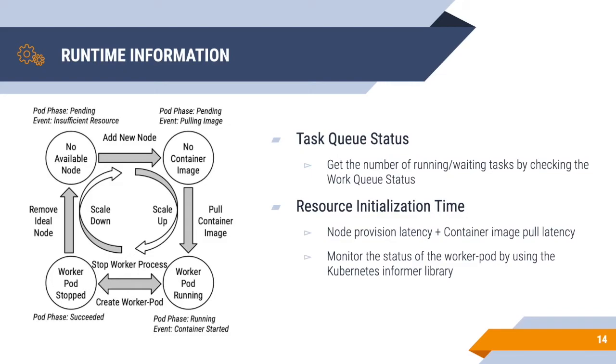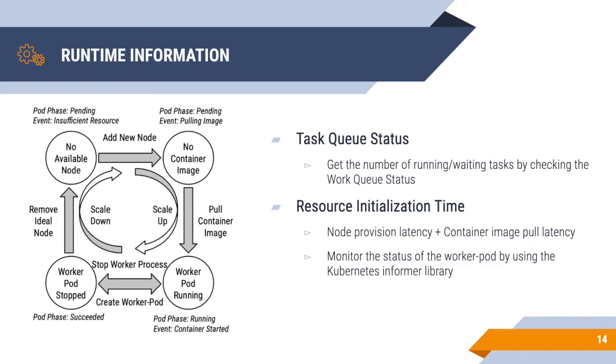On the left-hand side, we show the complete life cycle of a pod. Assume that we create a new pod and there is no available resource. Then we will start at the upper left state, no available node. The pod phase will be pending, and the pod event will be insufficient resource. After a while, the cloud manager will add a new node to the cluster. The pod phase will still be pending, but the event will be updated to pulling image.